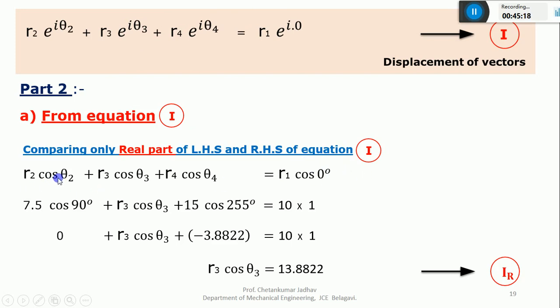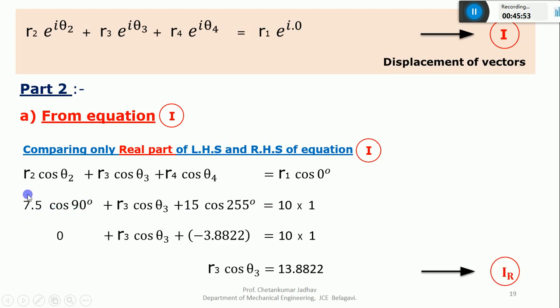From the given things, whatever you have noted down, just substitute the value of R2, that is 7.5 centimeter, the value of theta 2, that is 90. The value of R3 is unknown. As I said, R3 is unknown, theta 3 is unknown, just keep as it is. And you know the link length of the fourth link, that is 15 centimeter, and theta 4, just write down. Whatever values you got from the given things, and R1 is 10 centimeter, and cos 0 is 1.